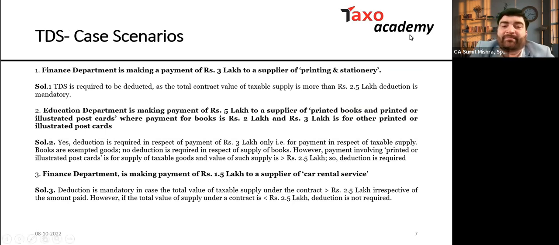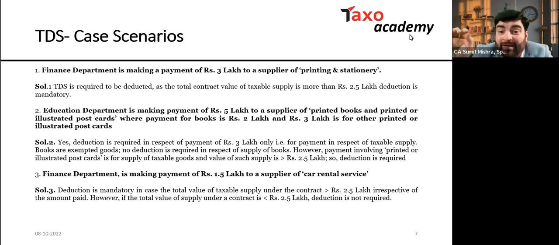Finance department is making a payment of 3 lakhs to the supplier of printing and stationery. Printing and stationery is taxable, and the value is 3 lakh. So first thing is taxable supply. Second thing is the contract is for 3 lakh, exceeding 2.5 lakh, which means TDS is outrightly deductible on this transaction. Coming to the second point, Education department is making payment of rupees 5 lakh to the supplier of printed books and printed or illustrated postcards, where payment for books is 2 lakhs and 3 lakh is for other printed and illustrated postcards.